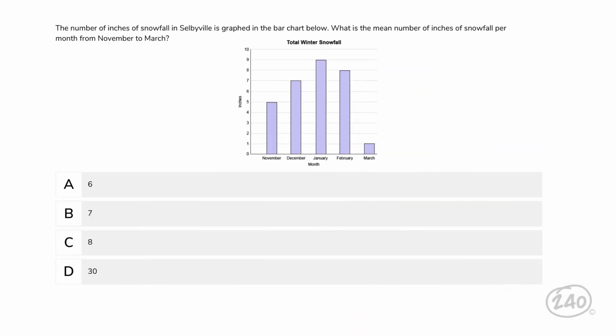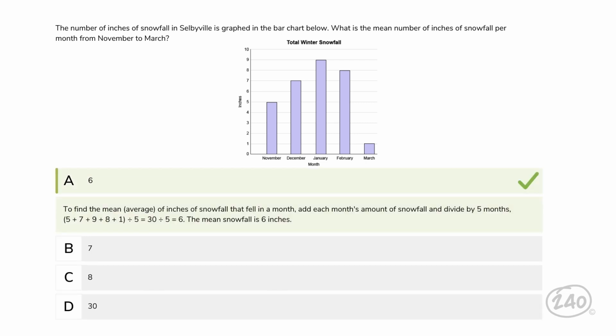Now, for objective 4, the one on measurement and data. The number of inches of snowfall in Selbyville is graphed in the bar chart below. What is the mean number of inches of snowfall per month from November to March? To find the mean, we need to add up all values and divide by the number of values in the data set. So, 5 plus 7 plus 9 plus 8 plus 1, which equals 30. There are 5 data points, so 30 divided by 5 gives us 6. So this one is correct.